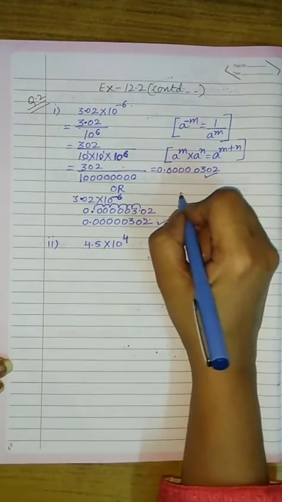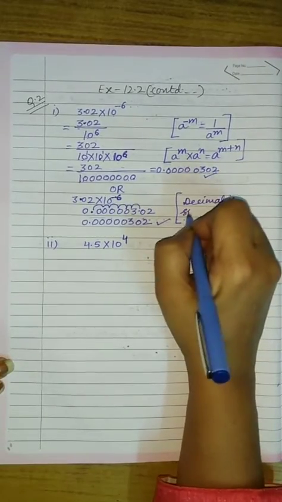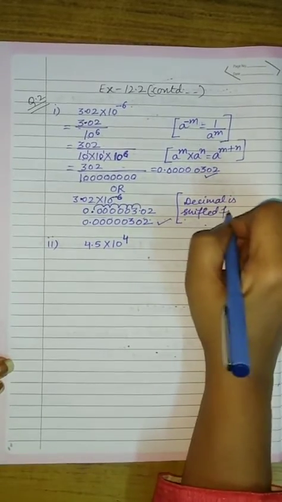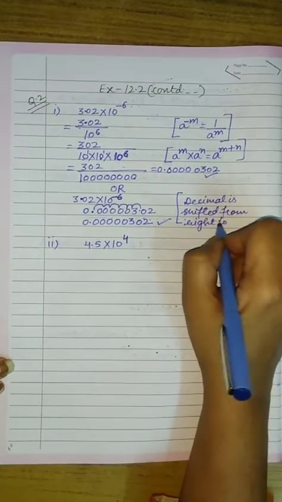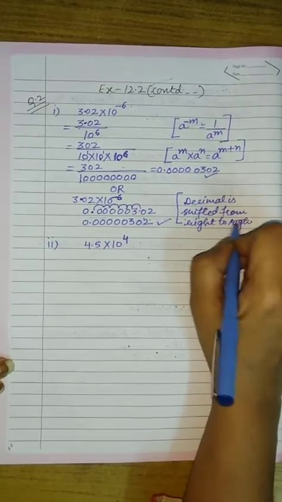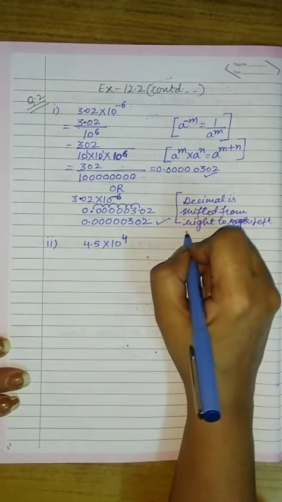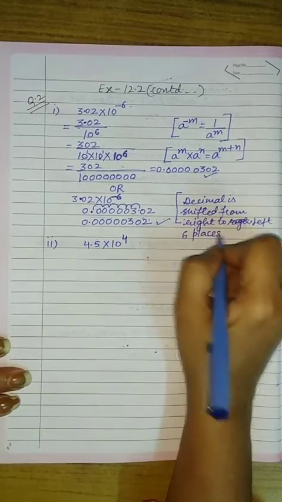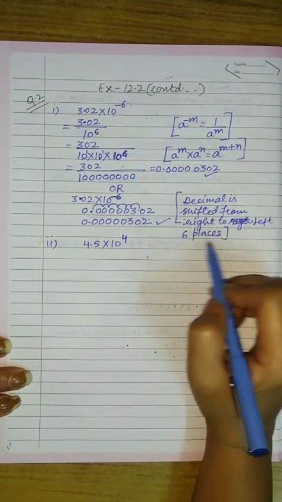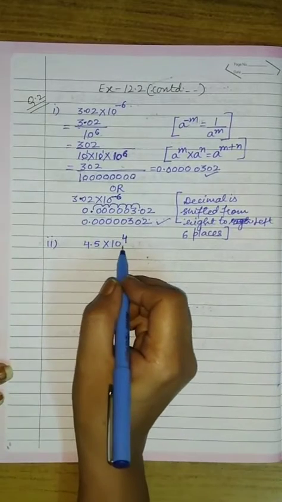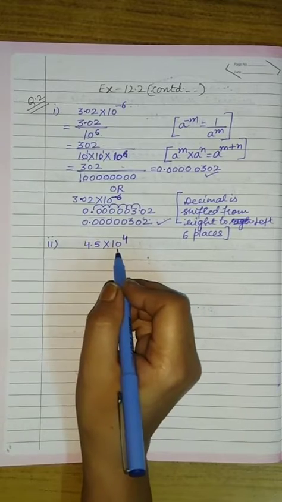So in the first part you will write that the decimal is shifted from right to left, 6 places. Now here the exponent is positive, so we will shift it from left to right.